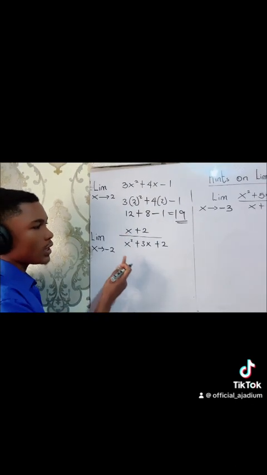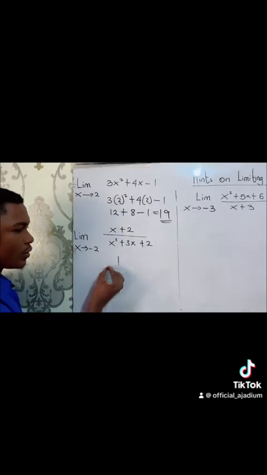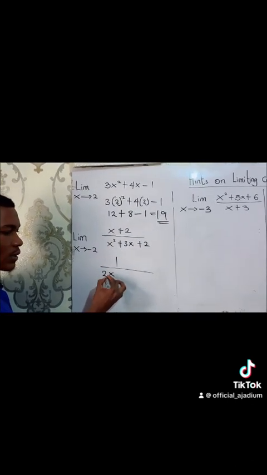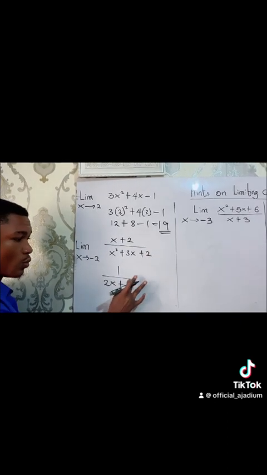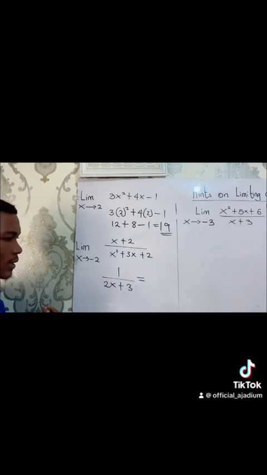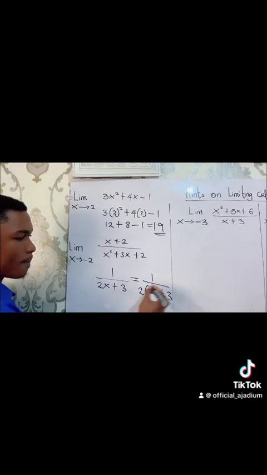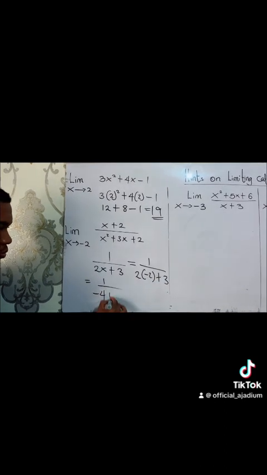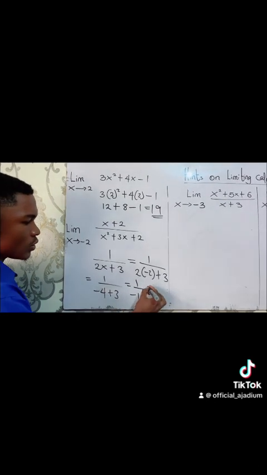We differentiate this separately. When we differentiate x, we have 1, and when we differentiate 2, we have 0, divided by, we differentiate this also separately. When we differentiate x squared, we get 2x, and when we differentiate 3x, we get 3. When we differentiate 2, we get 0. Now we substitute the value of x. So that will be 1 divided by 2 into bracket minus 2 plus 3. And that will give us 1 over minus 4 plus 3. Minus 4 plus 3 is minus 1. That will be 1 over minus 1. So the answer here is minus 1. And that's how we go about that.